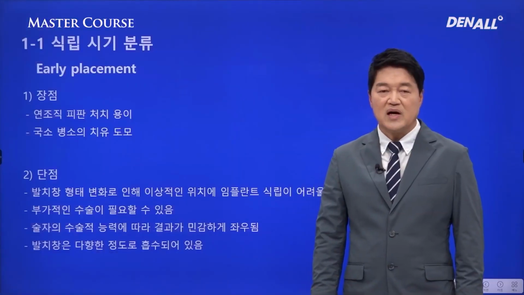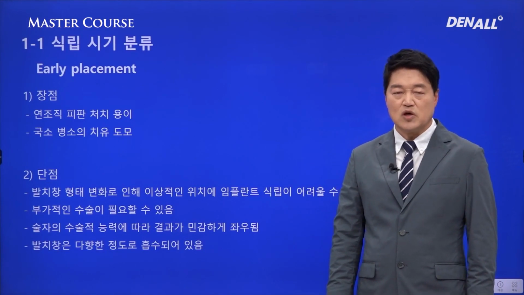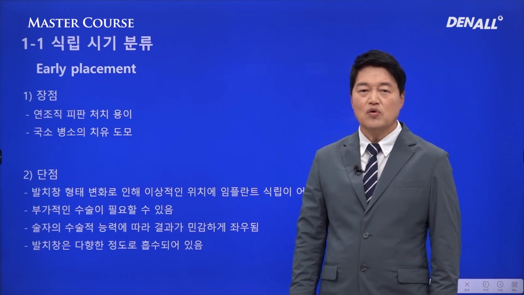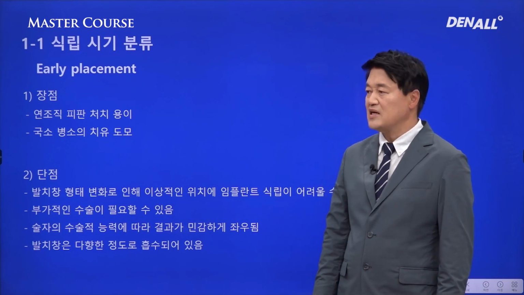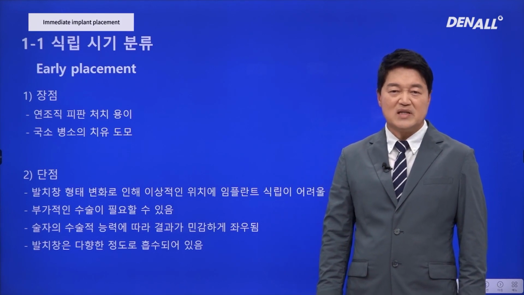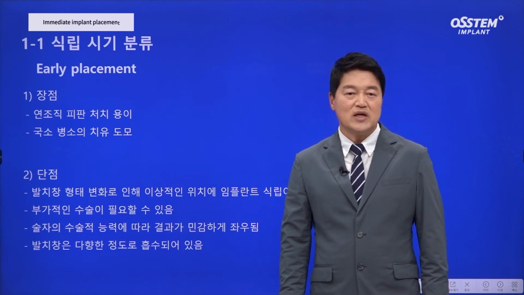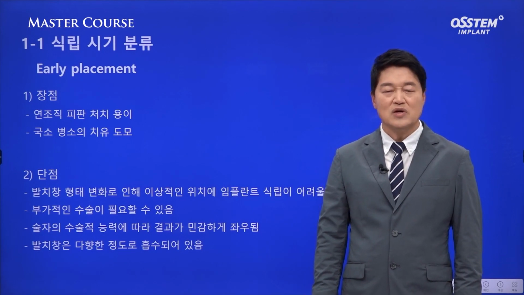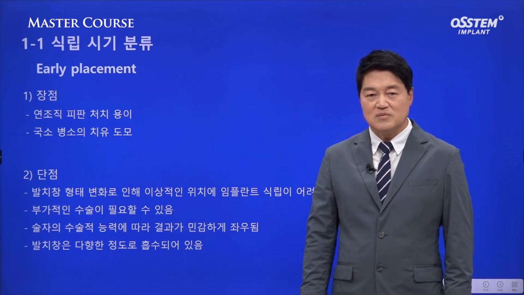Next is early placement. From 2 weeks to 8 weeks after extraction. It is easy to address the soft tissue and the localized lesion can be healed. The downside is that because of the changes in extraction socket, it can be difficult to place the implant in ideal position. Additional surgery may be needed, and depending on the technique of the surgeon, the results may vary. The extraction socket can be resorbed in a lot of ways. In the anterior area, such resorption could be worse.